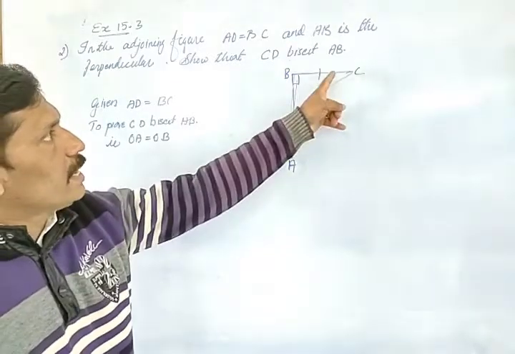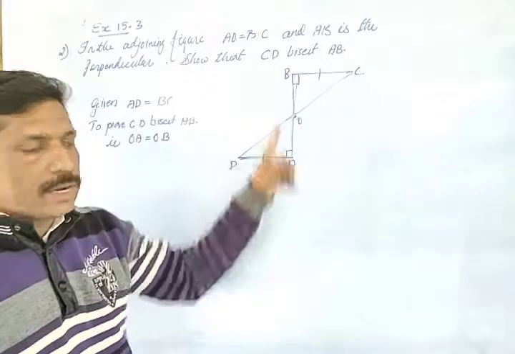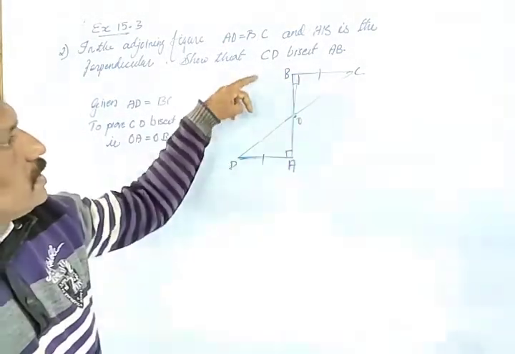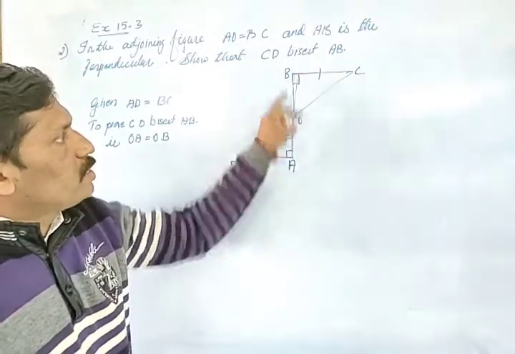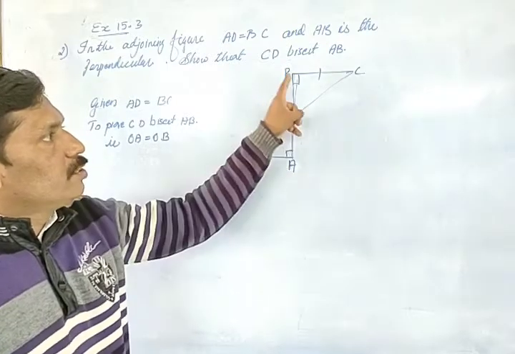AD and BC are equal, that is given, and AB is the perpendicular. This AB is the perpendicular. That means this is 90 degree, this is also 90 degree. Show that CD bisects AB. This CD bisects AB. Bisect means the CD cuts AB into two equal parts.